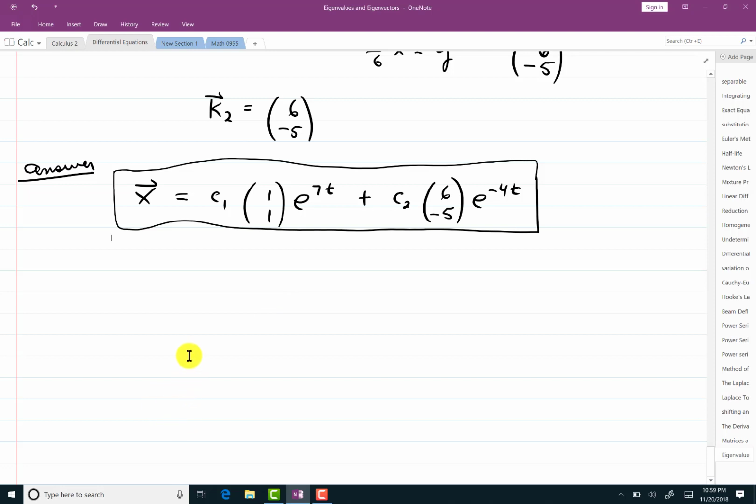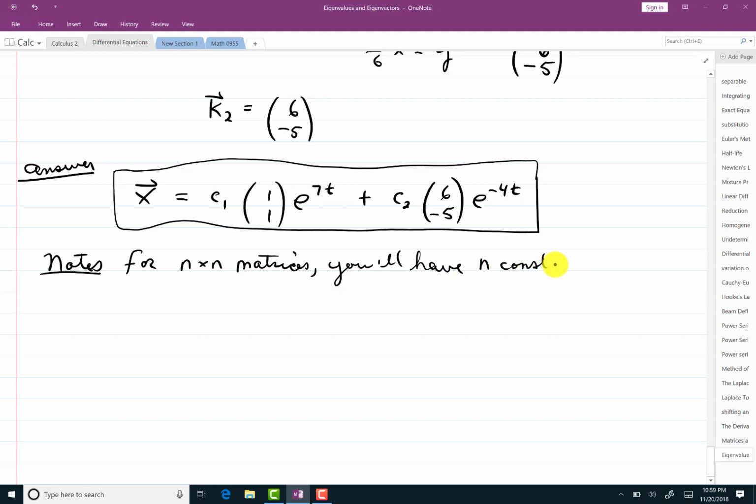Now, a couple of notes. For n by n matrices, you'll have n constants. And you'll probably have n different eigenvalues, although that does not have to happen. You could possibly have n different eigenvectors, although that doesn't have to happen either. So just keep in mind, just like when we have higher order differential equations, we get more constants.